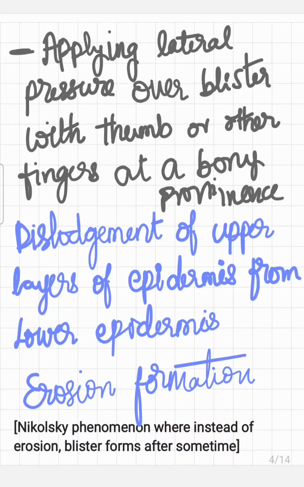The response is seen in the form of bursting of the blister, and there is dislodgement of upper layers of epidermis from the lower layers of epidermis. And this is followed by erosion formation. There is another thing called Nikolsky phenomenon, where instead of erosion, after eliciting the sign, a blister forms.